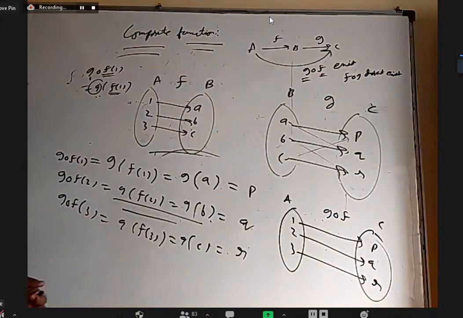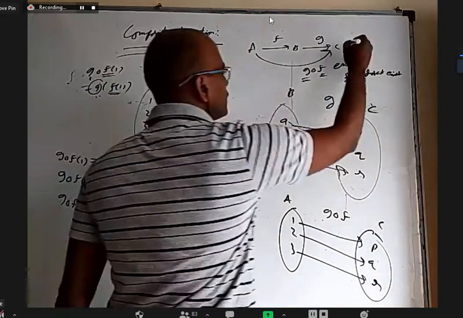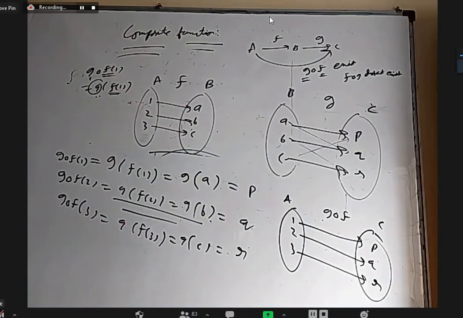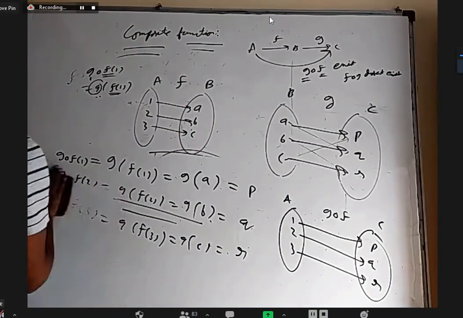You can have a composite of three things. For example, I'll get back to this. You don't have to write anything, just some clarity only you have to get.